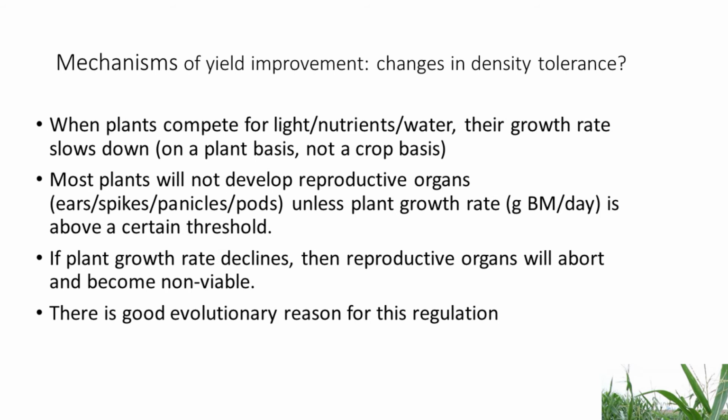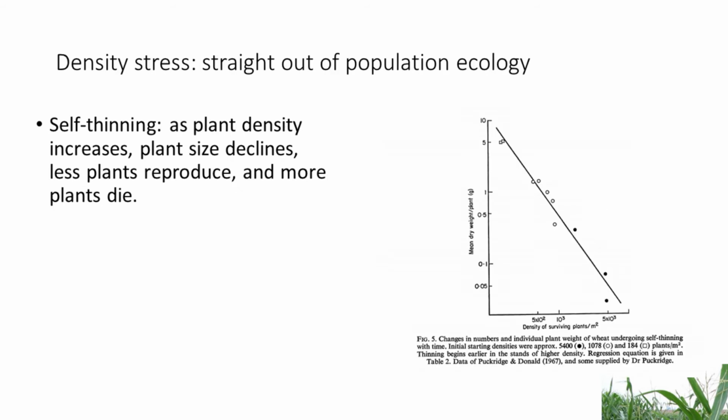So let's remember that as plant density increases, that is the number of plants per meter squared, which has been increasing in corn over the past 30 or 40 years. As plant density increases, plants increasingly compete for light, nutrients, water, and their growth rate slows down. So on a plant basis, yield might be declining, although on a crop basis or per area of land basis, that increase in density results in higher per area yields. So what's going on at the plant level, okay, with changes in density as density increases?